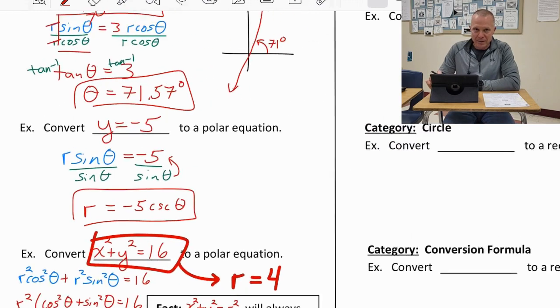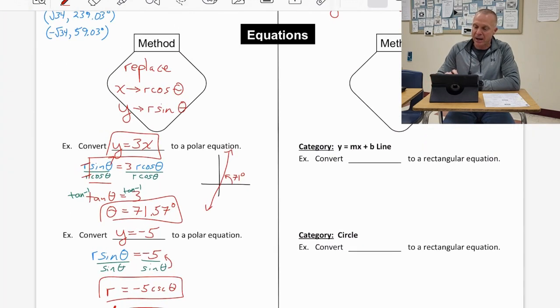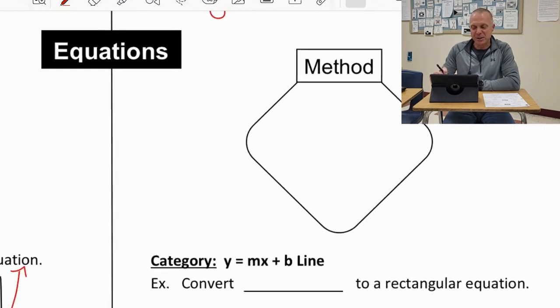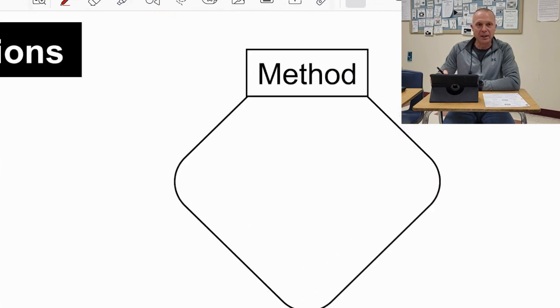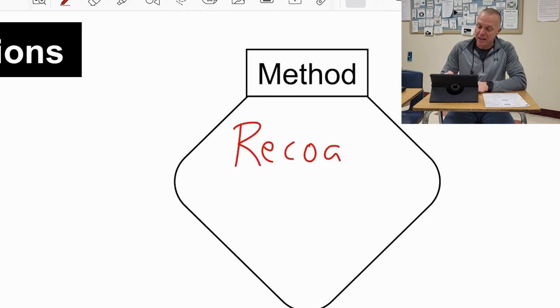All right, we're ready for the last category. And you know what? We're not going to flip over to the back because we don't really need to. Instead, I really just need to tell you that for this last category, when you convert polar back to rectangular, actually what you need to do is recognize the category.